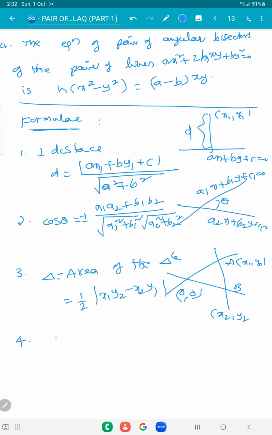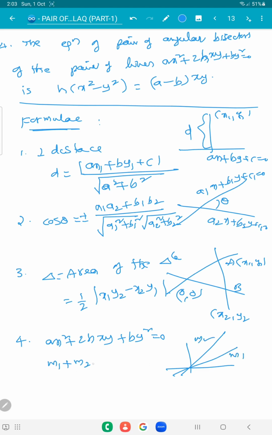Fourth one, it is related to the pair of straight lines only. Suppose ax square plus 2hxy plus by square is equal to 0 represents two lines passing through origin. Let m1 comma m2 be their slopes. Their sum of the slopes is equal to minus 2h by b. Product of the slopes is equal to a by b. This is to be remembered. So these are the formulas related to theorems.